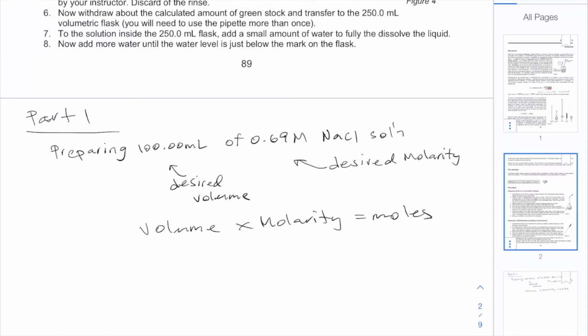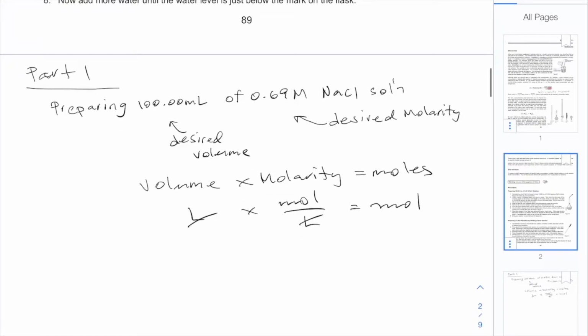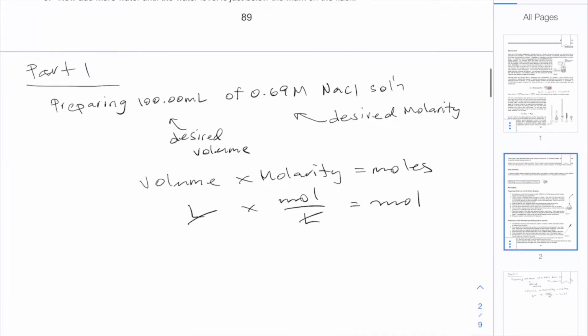So again, what's our desired volume? Our desired volume is 100 milliliters, but we need to convert the volume to liters. The molarity is 0.69 molar. What is molarity again? That's moles over liters. What do you get here when you multiply the volume, which is liters, times the molarity, which is moles over liters? Well, liters go away, and you live with moles. Okay, so this is the first thing you're going to do when you do your calculations for this experiment.